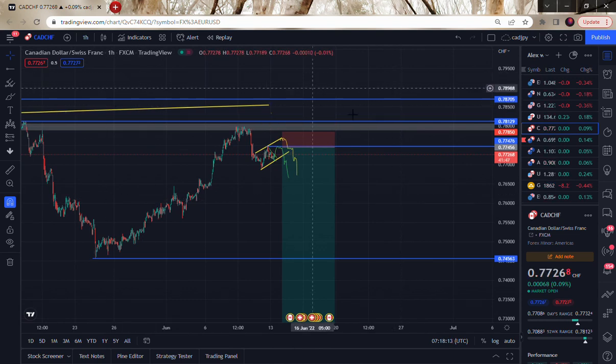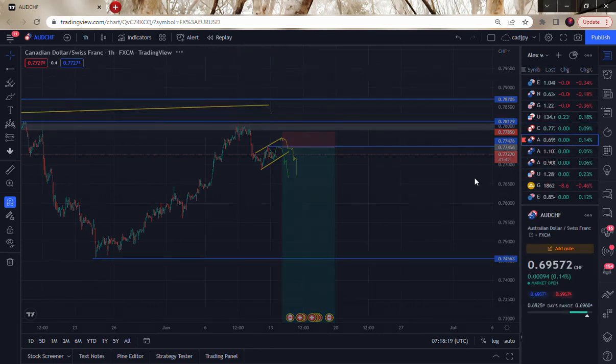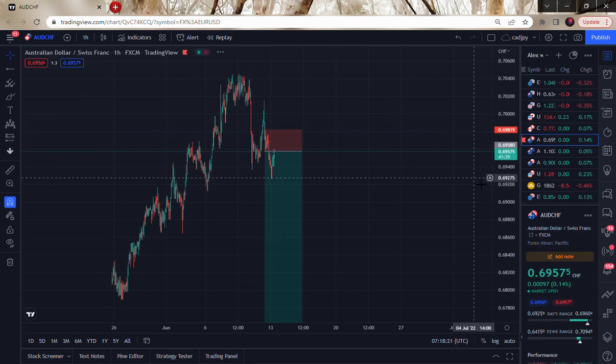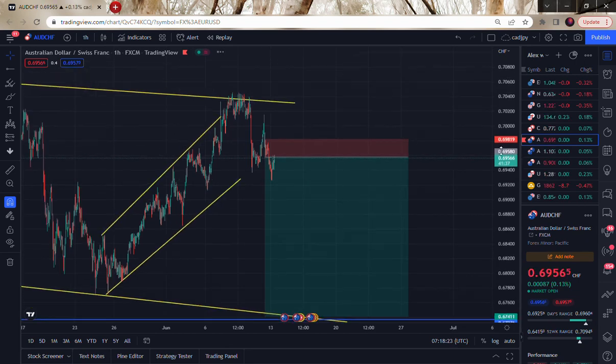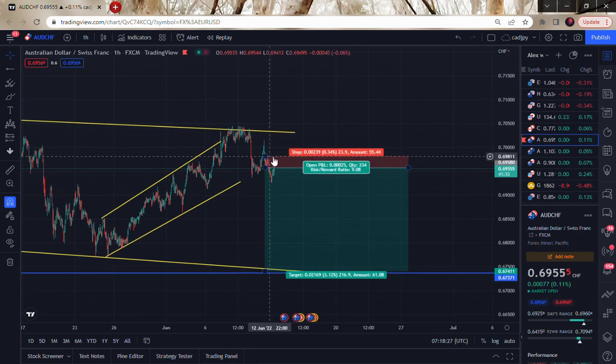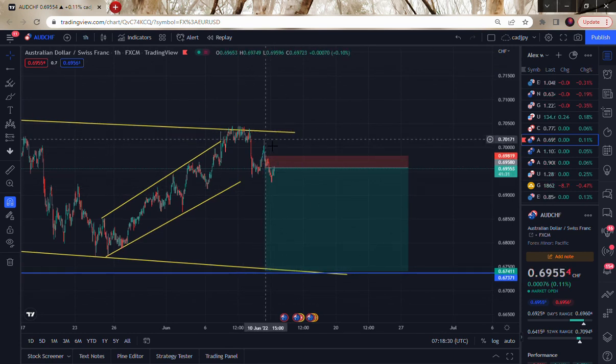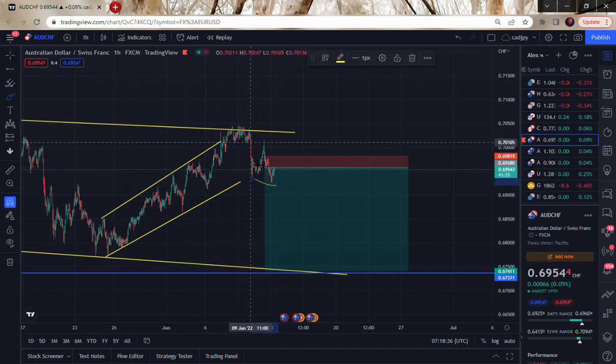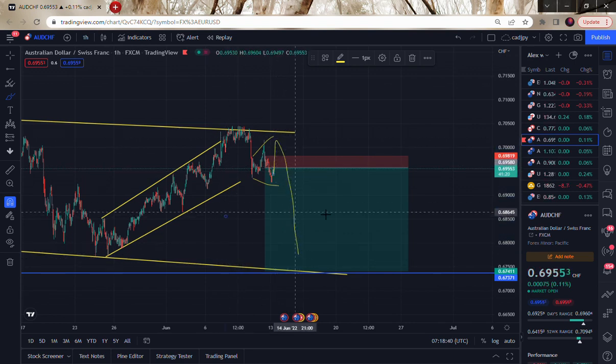Okay, so now which one can I do last? Which one is this one? CADCHF is almost the same thing. As you can see, here we might get a bigger corrective structure though, or a head and shoulders type of reversal here. You can get a bigger corrective structure and then go down, right? Same thing, double top here.